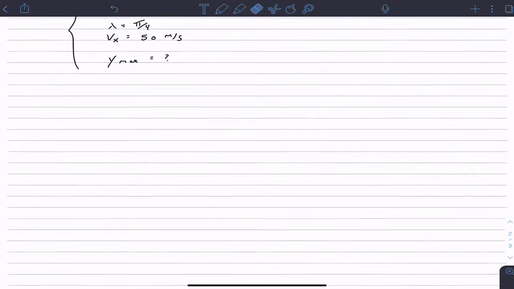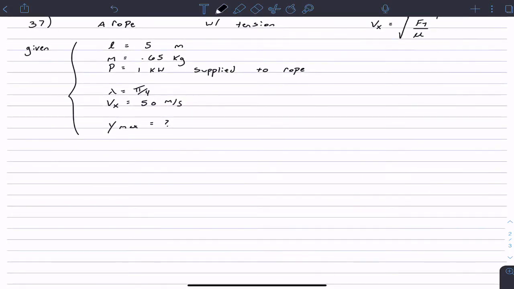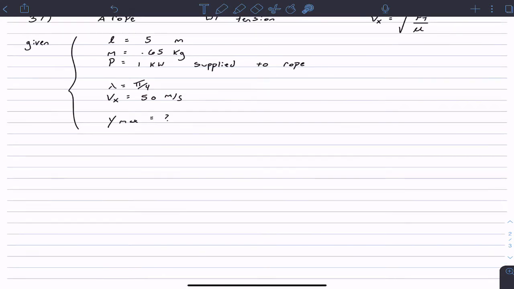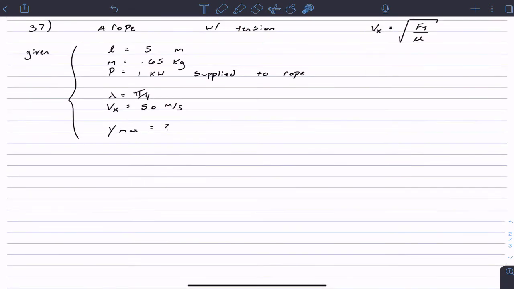So I'm not totally sure. Let's see. Okay, we're not going to necessarily need this, maybe, but we can figure this out. So we're given Vx, and we're told that the rope is under tension. We have a tension force, and then we're also told the mass over the length. So that actually gives us a linear density. So what that means is that we can actually use this relationship to find the tension force.